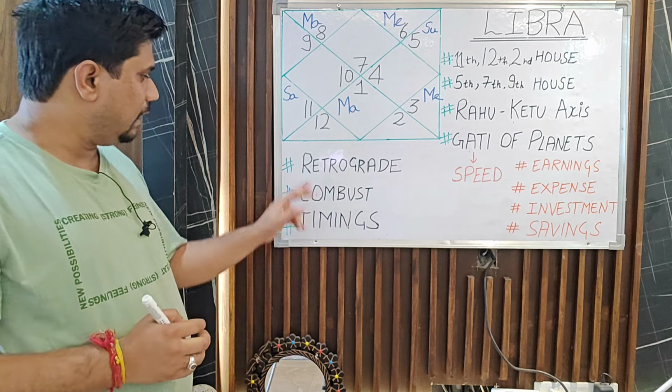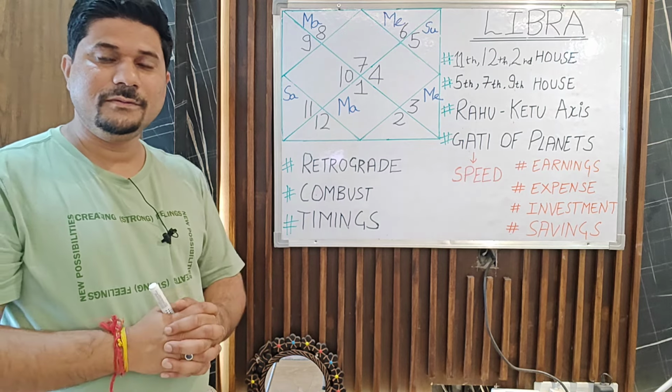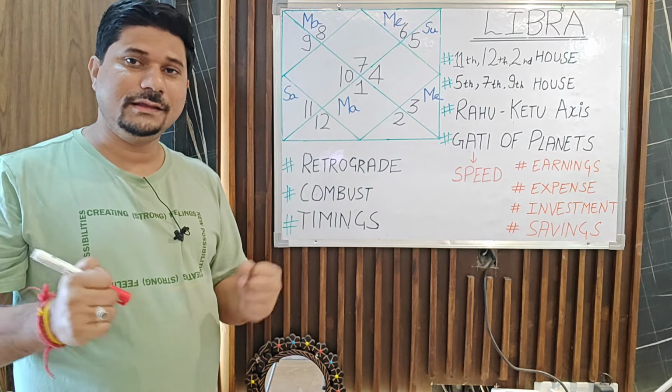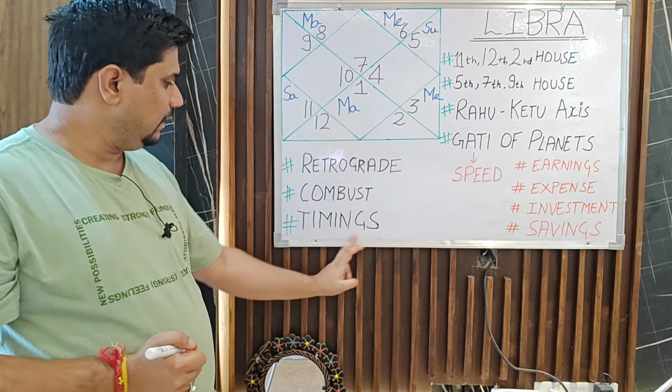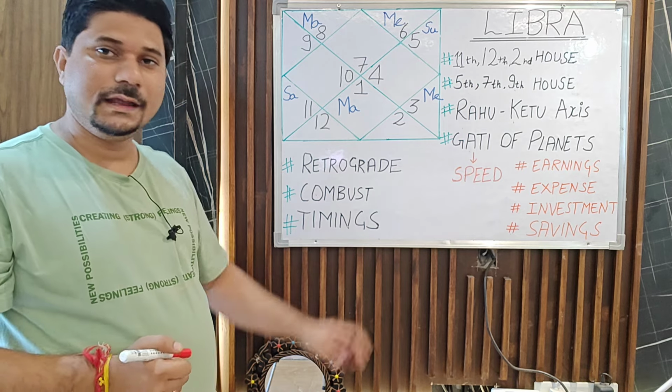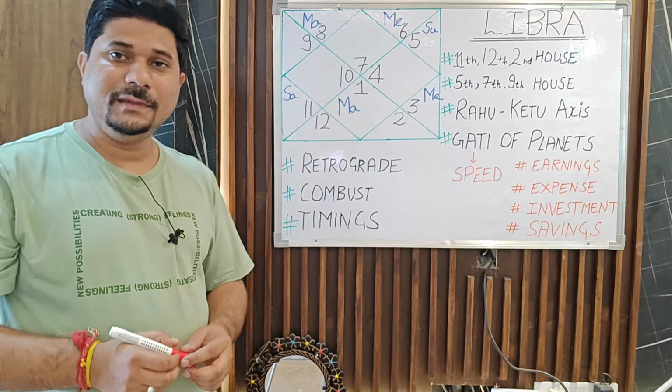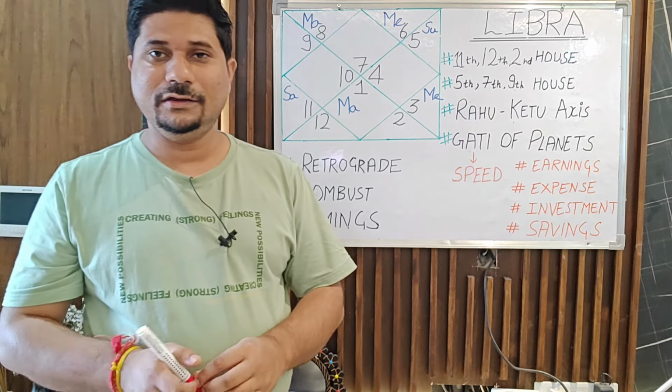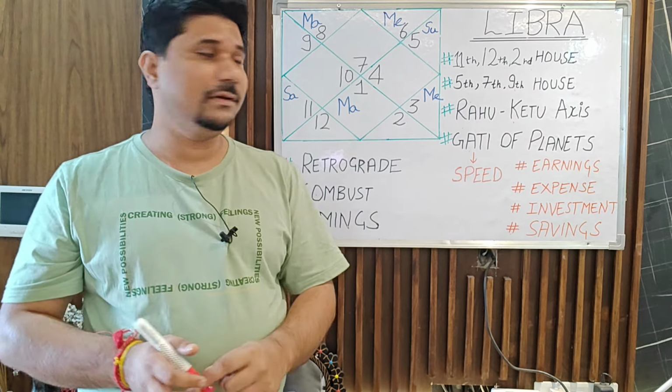Lastly, we will look into the retrograde and the combust planets also, like what is the impact of retrograde and combust energies. And lastly, this is the most important thing, that is the timings, when you are actually going to be receiving your $1 million into your bank account.